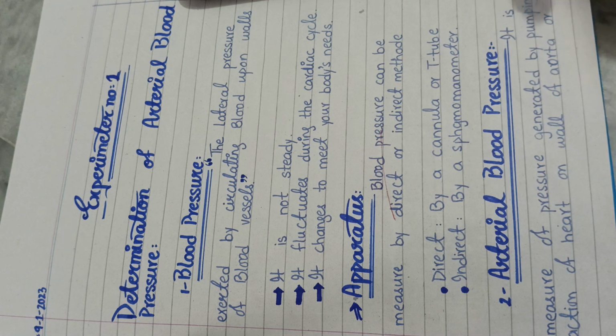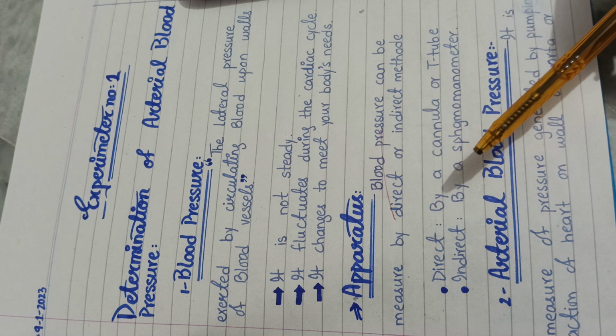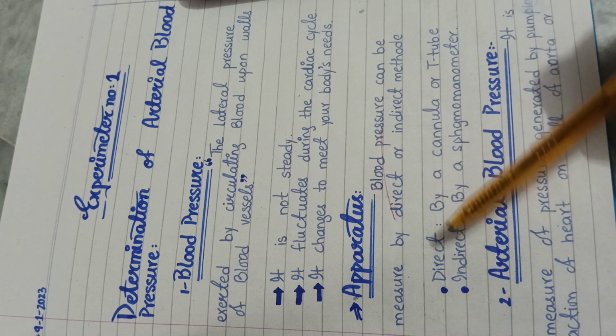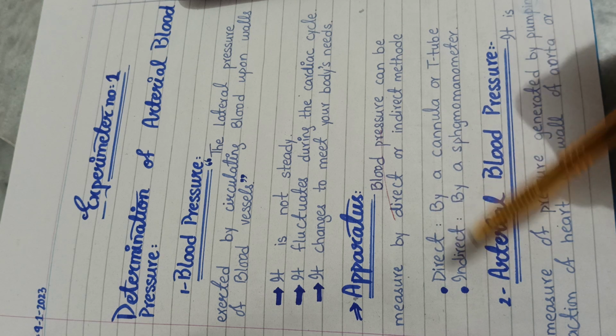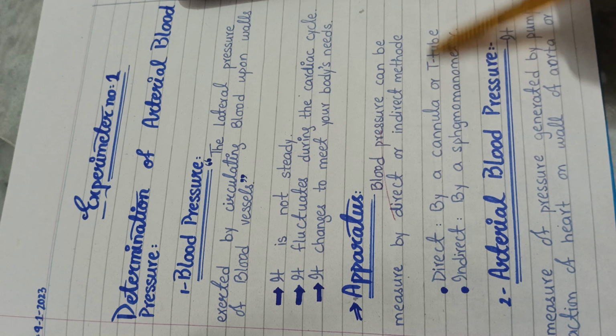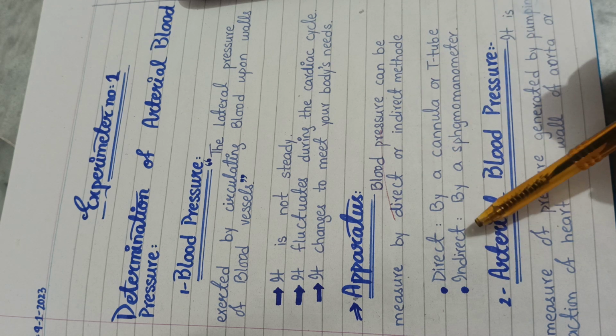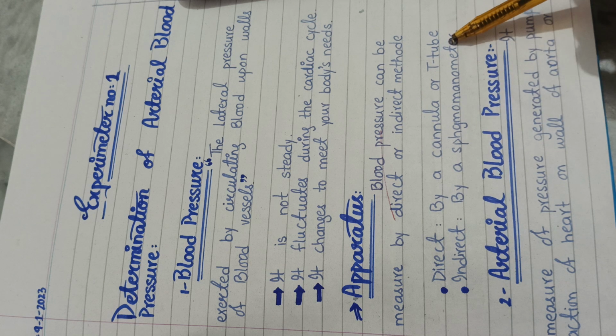Okay, so blood pressure can be measured by two methods, which are direct and indirect. The direct method uses a cannula and T-tube, and this is performed on animals. But for human beings, we use the indirect method with the sphygmomanometer.